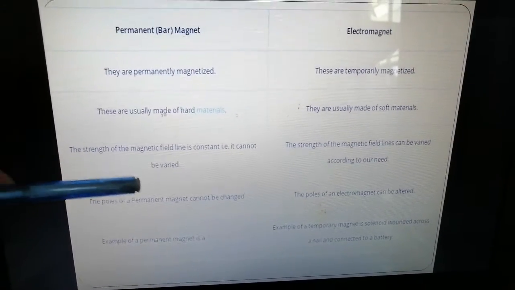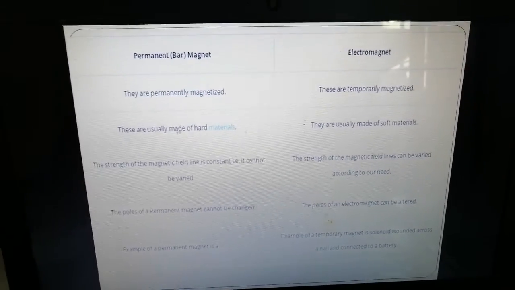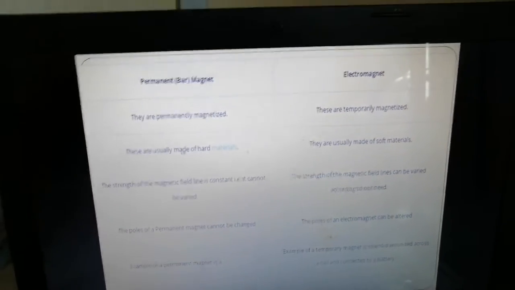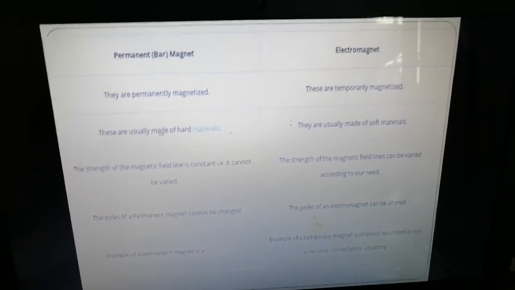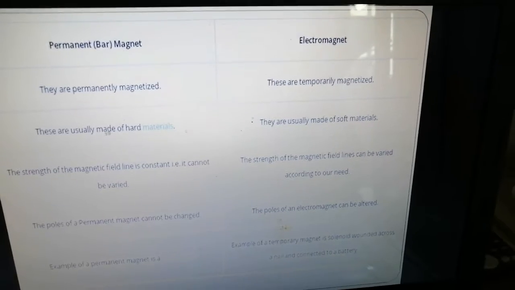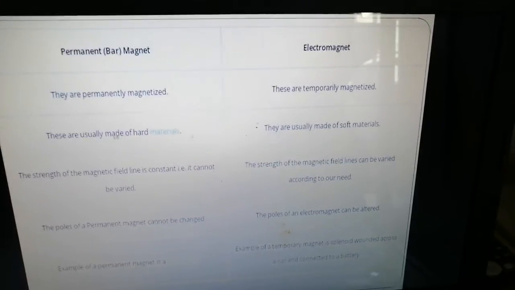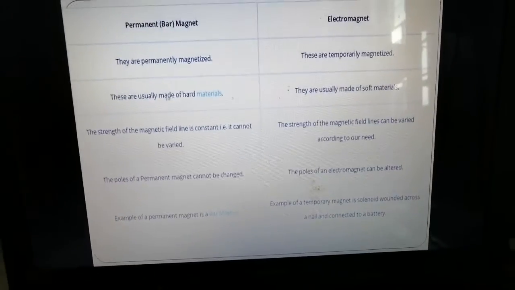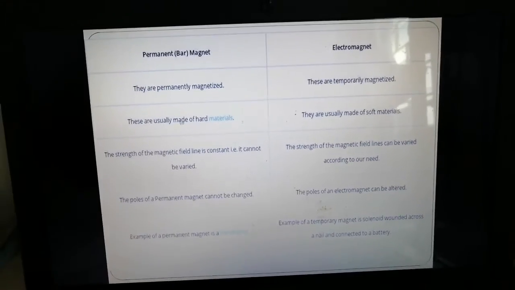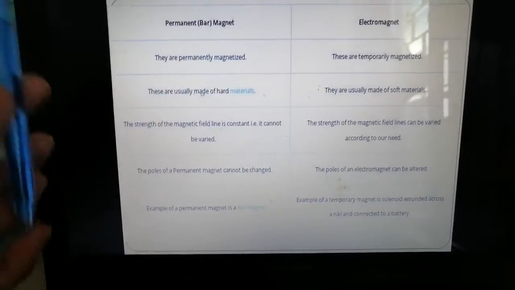The strength of the magnetic field line for the bar magnet, I show you the picture, will be stronger at the poles only, at the north or south. But for the electromagnet, the strength of the magnetic field can be varied according to our need. For example, if you want a stronger electromagnet, you put more batteries. Understand? After that, the poles of a permanent magnet cannot be changed. For example, if this side is north, this side must be south. It cannot be changed.